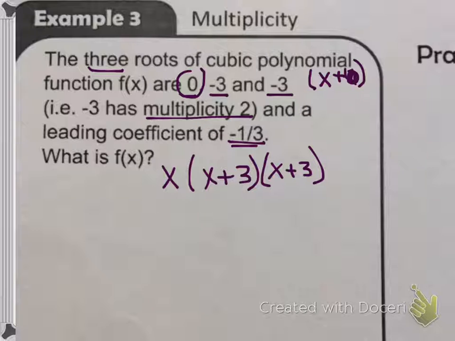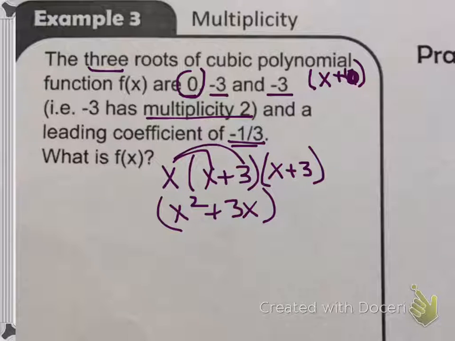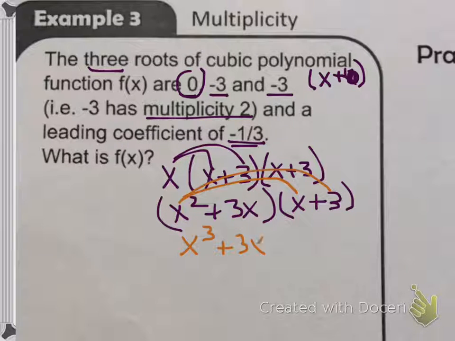So I really just start multiplying this. Pick 2 of them, multiply them together. So you have x squared plus 3x. And then you're going to take that and multiply it through the third one. So it's a FOIL problem from here. So x squared times x is x cubed. x squared times 3 is plus 3x squared. 3x times x is another 3x squared, and then 3x times 3 is a plus 9.